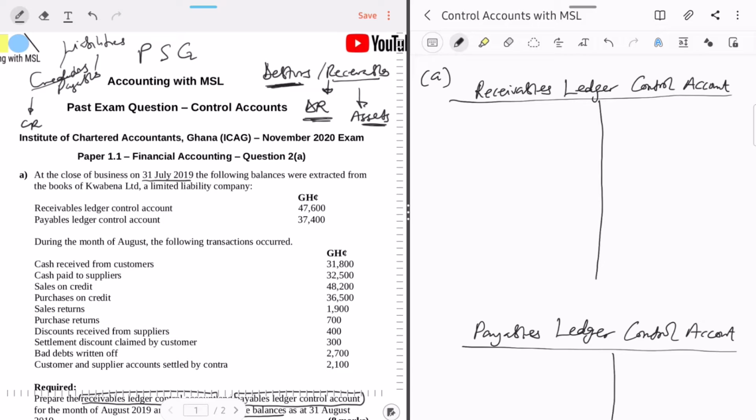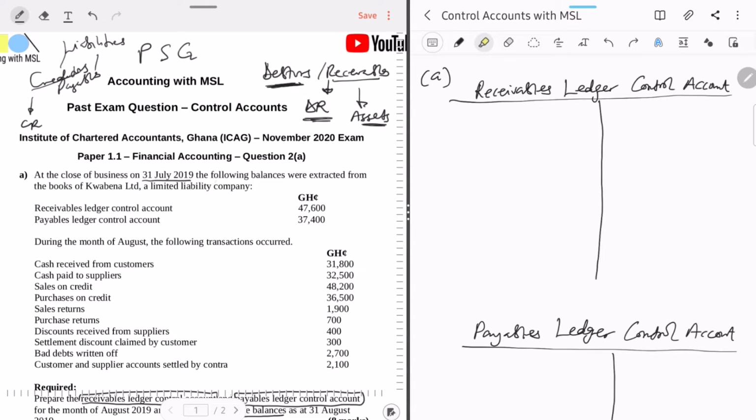If that is the case, can we safely say that the receivables ledger control account is effectively going to have a debit balance? Do you agree with me? So this one right here, receivables ledger control account, will have a debit balance. And then the payables ledger control account will have a credit balance. Agreed? If that is the case, then let's come back to the question.